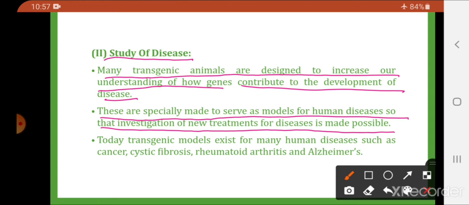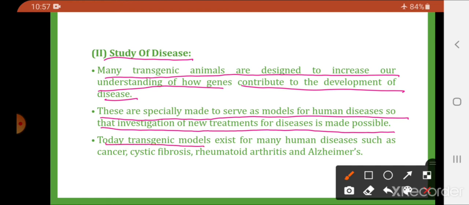So क्या कर सकते हैं हम? Investigations कर सकते हैं for the treatment of the diseases. डिजीज़ कैसे स्प्रेड हो रहा है, क्या डिफेक्ट कर रहा है, वो हम स्टडी करके वो डिजीज़ को कैसे ट्रीट किया जाता है, दैट कैन बी मेड पॉसिबल.